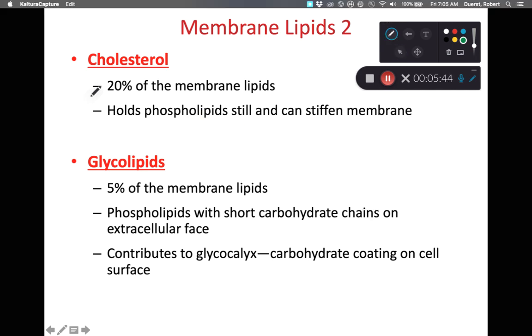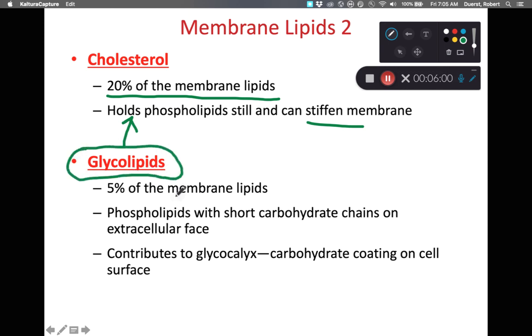Within our cell membrane, we also have a lot of cholesterol. Cholesterol makes up about 20% of the cell membrane lipids, and it functions to stiffen our cell membrane and also provide rigidity to the phospholipids. We also have glycolipids, which make up about 5% of the membrane lipid composition, so they're a minority of the lipids. But glycolipids are exciting because they have carbohydrate chains on the extracellular face of the cell.